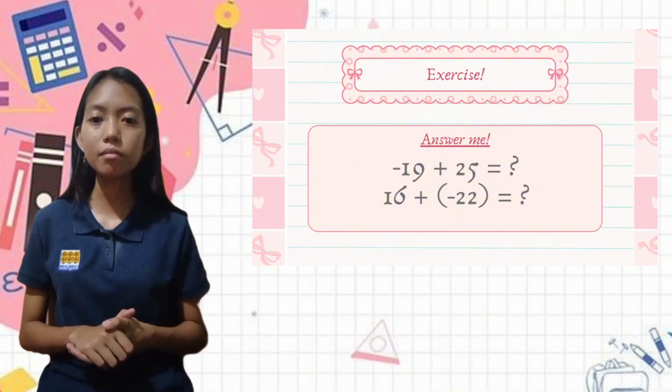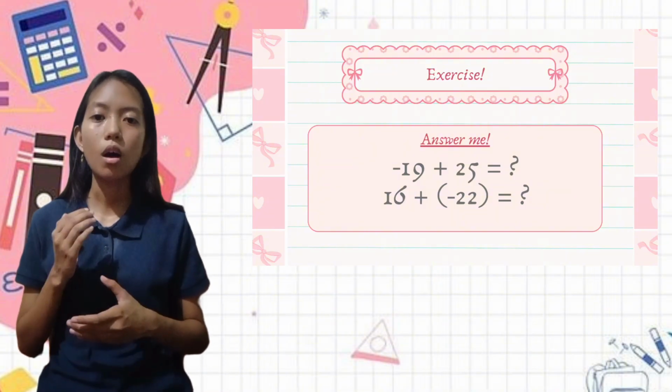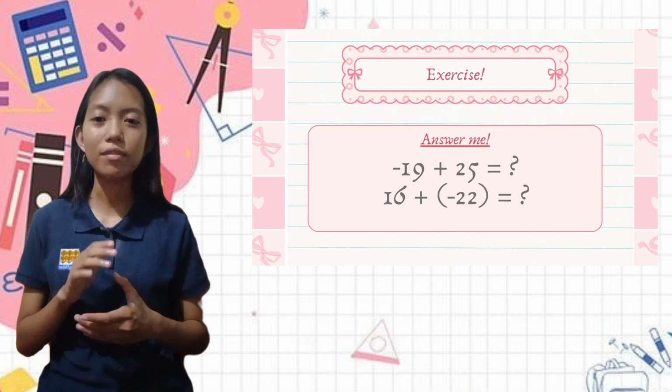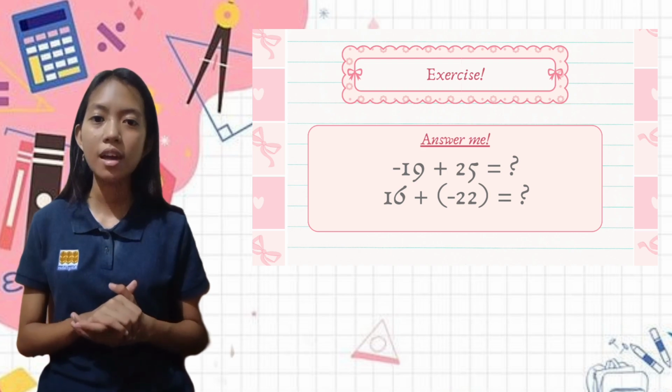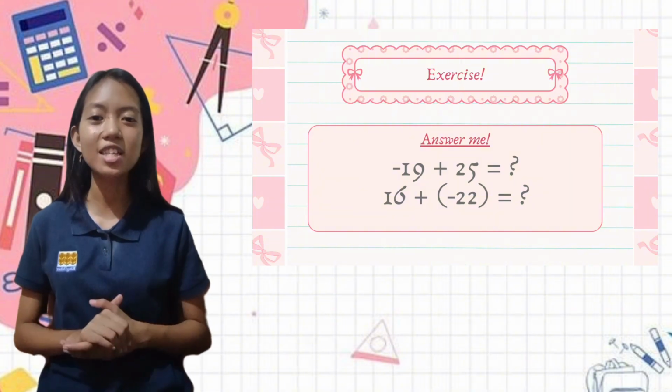Next slide. Okay, so now we have here some equations, try to answer them yourselves. We have negative 9 plus 25 equals blank and 16 plus negative 22 equals blank. Kindly answer this exercise and write your answer in the comment section below.